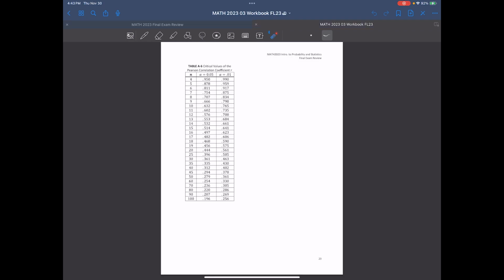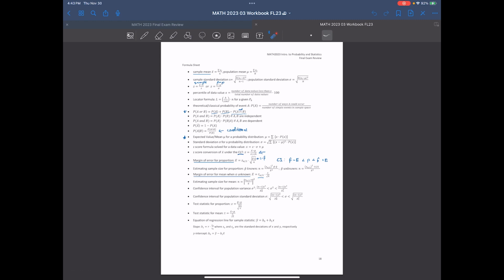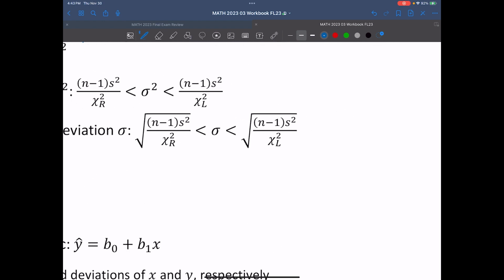If we go to our formula sheet, we'll see that the confidence interval for standard deviation is a little different than for the mean and the proportion, because we get the confidence interval directly instead of having to work with the error. The lower bound uses the right chi-squared value, and the upper bound uses the left chi-squared value, along with some other statistics already given to us.